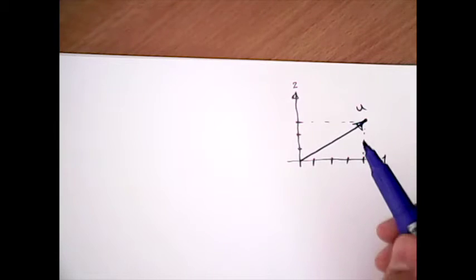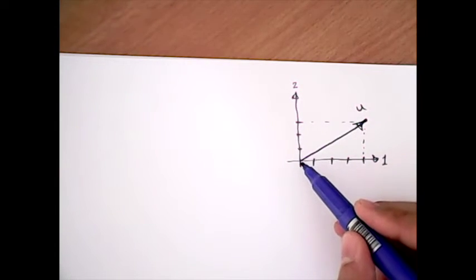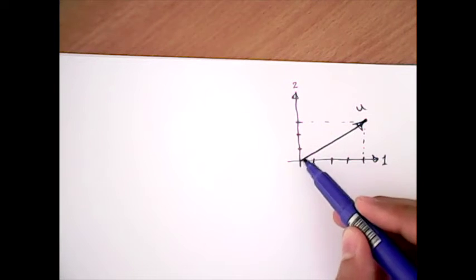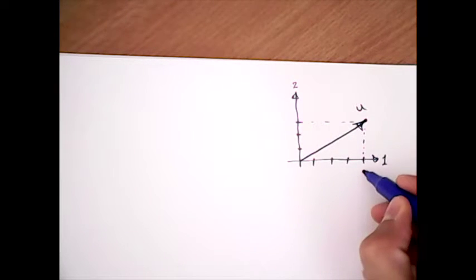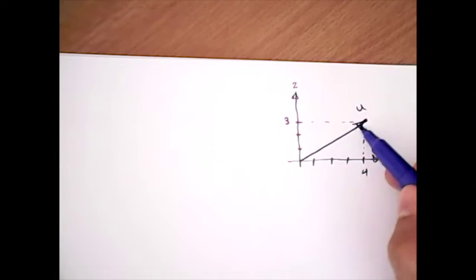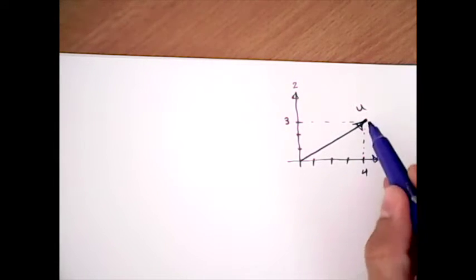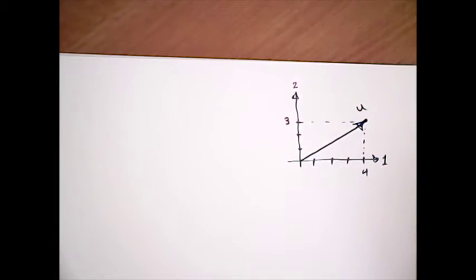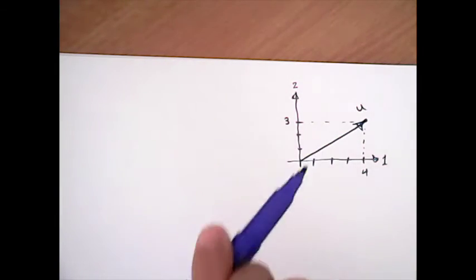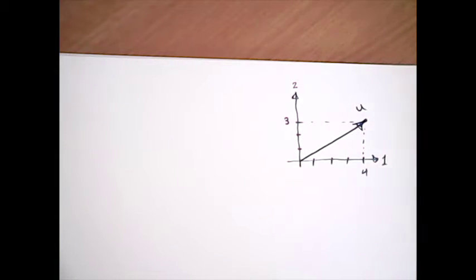So you see a vector has a certain length, which is the distance from here to here. That's the length of the vector. In this example, you can figure out the length easily. It's 5. You can use the Pythagoras for that. And it also has a direction. You see the direction of this vector is that way. So a vector has a direction and a length.